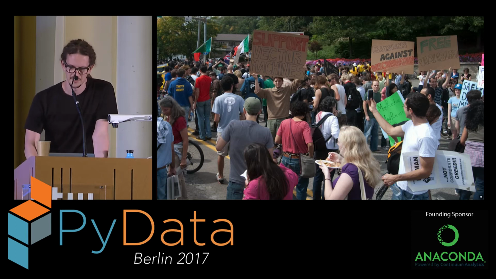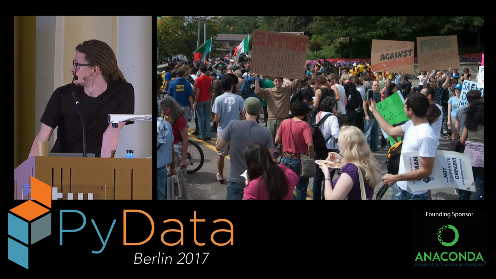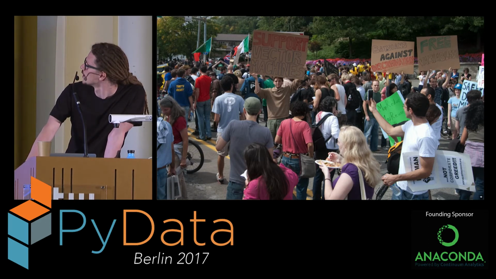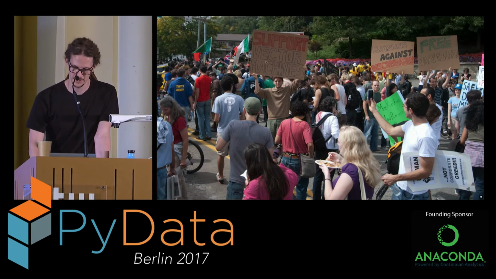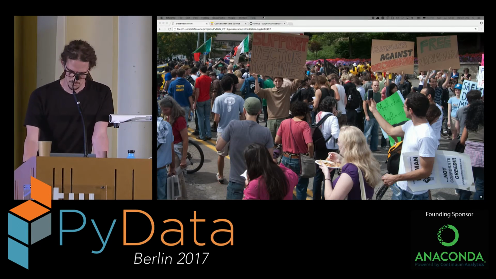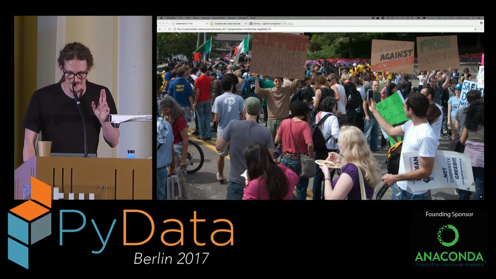They have signs like support vector machines, Bayesian against discrimination. I really like that one. Free variables, and the green one here is also pretty funny. Map reuse, map reduce, map recycle. That's a good one.